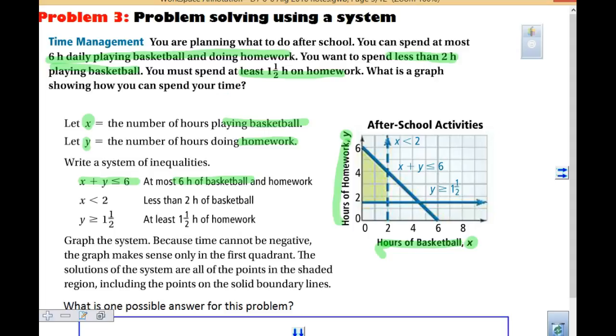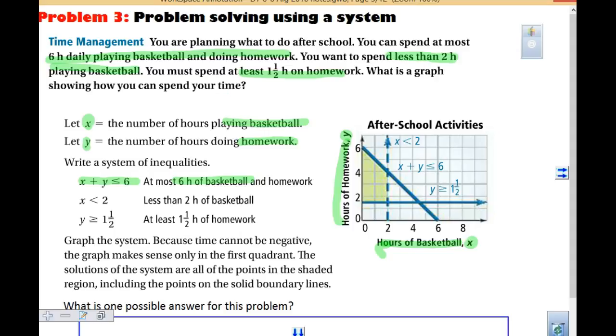So you're planning what to do after school. You can spend at most 6 hours daily playing basketball and doing homework. So they're thinking, you leave school at 3:30, so you've got another 6 hours, right? So you've got till 9 or 10 o'clock. That's what you're kind of thinking, right? 4 to 10, 6 hours, okay?